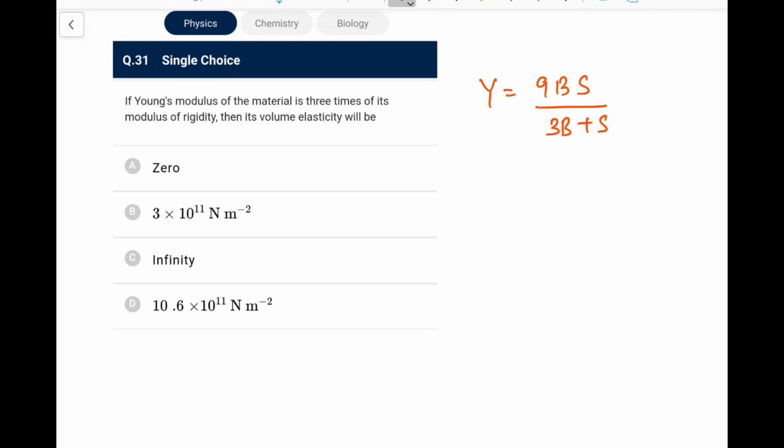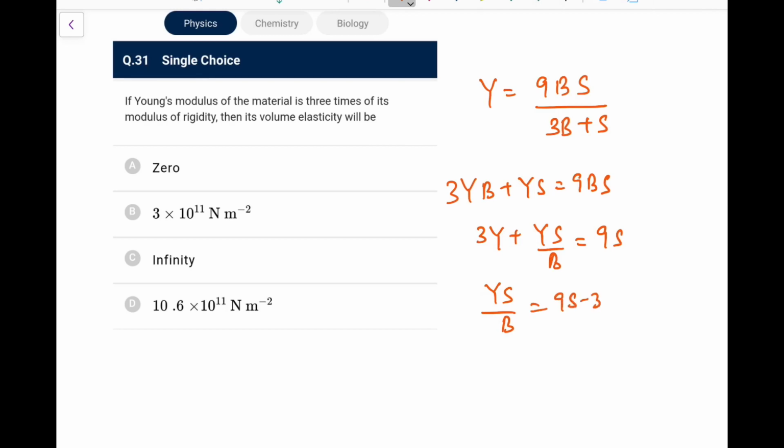So if I rearrange it, what I can have: 3YB plus YS is equal to 9BS. So for the bulk modulus, dividing by B, 3Y plus YS by B is equal to 9S. So YS by B is equal to 9S minus 3Y, or bulk modulus is YS upon 9S minus 3Y.